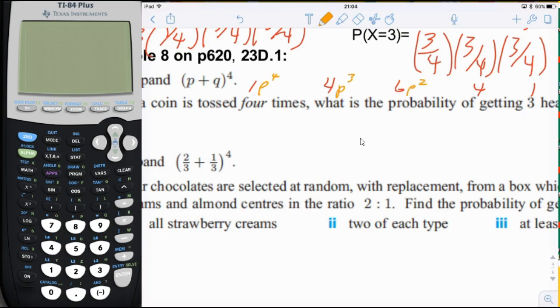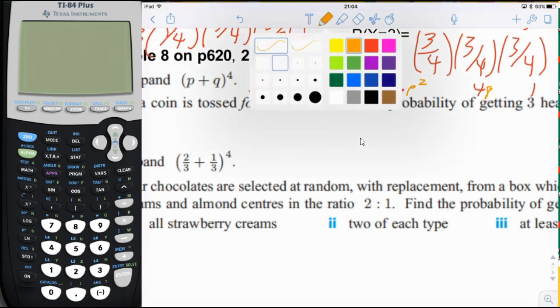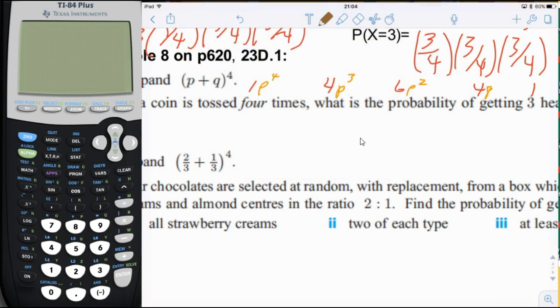I'm doing this without even explaining to you what I'm doing. Hopefully you'll remember. So basically the pattern is Pascal's triangle, 1, 4, 6, 4, 1. How do I know I use 4? Because of that 4 there. Then I'm going to do p to the 4th, p to the 3rd, p squared, p to the 1st, p to the 0. Then I'm going to do q to the 0.